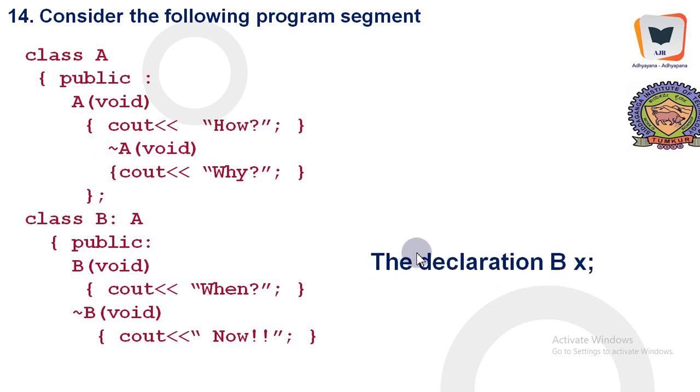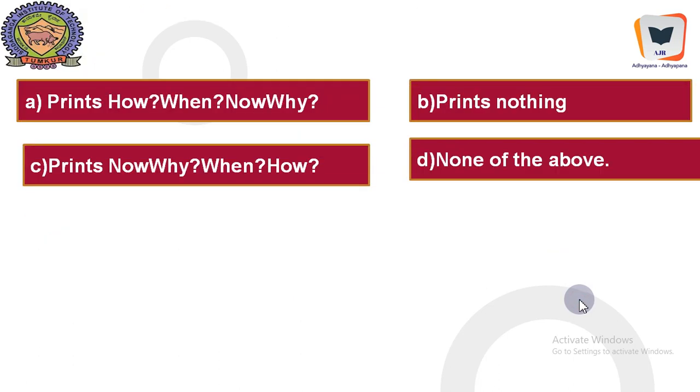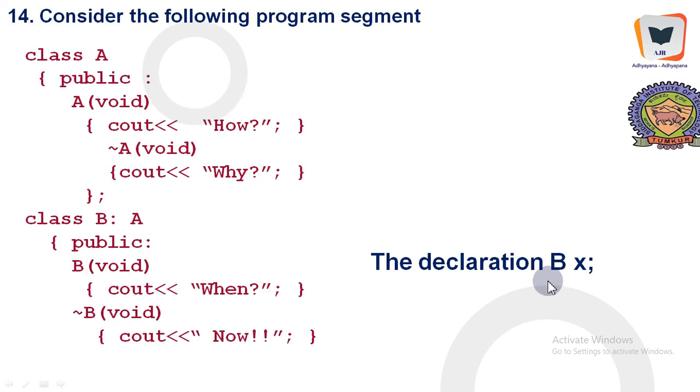Then the declaration of bx. So B is the class, the inherited class, and x is an object. The declaration of bx prints how, when, now, why. Prints nothing. Prints now, why, when, how. We will go back once again to the previous question.